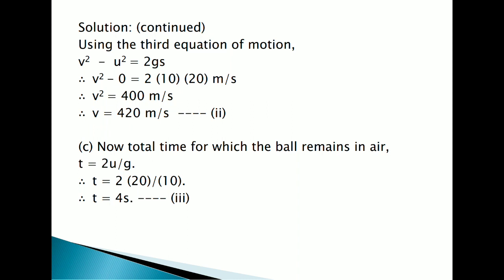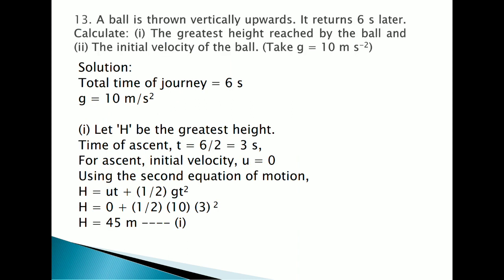Okay, and now we have to calculate total time for which the ball remains in air. This formula you have to learn, that is t is equals to 2u upon g. u क्या है, 20 है, 2 into 20 upon 10 is equals to 4 seconds. You have to learn this formula, that is t is equals to 2u upon g. u मतलब क्या, initial velocity upon acceleration due to gravity.